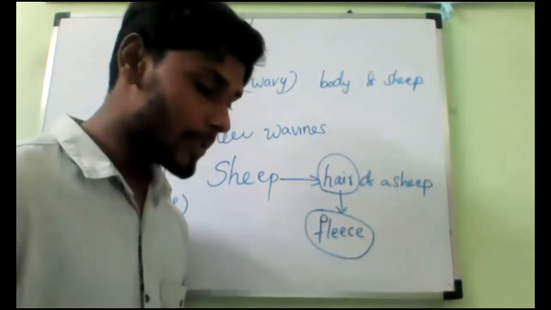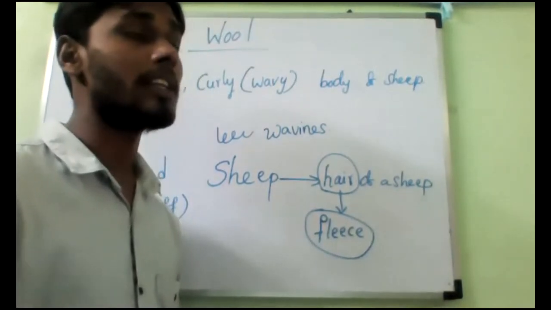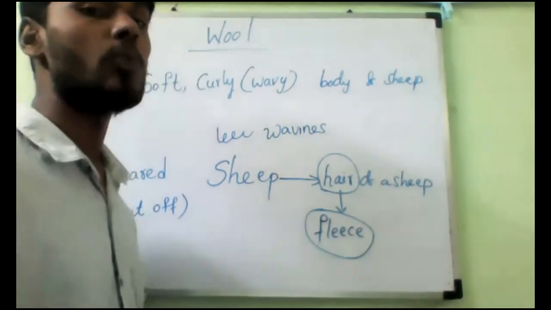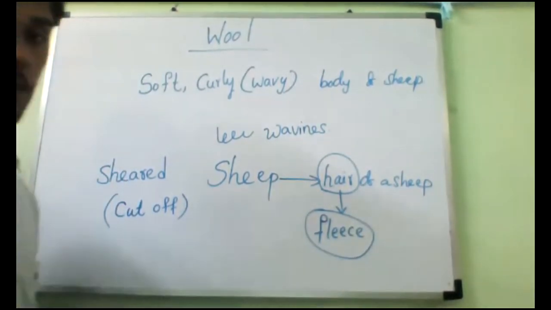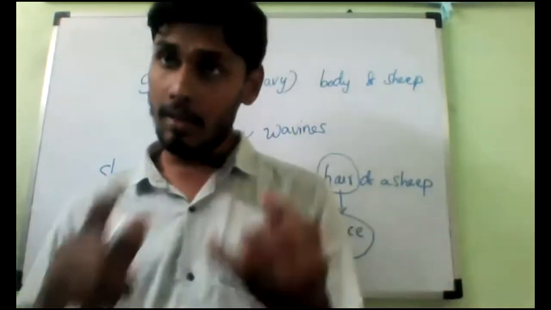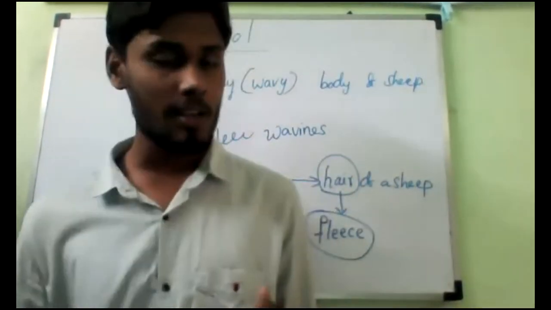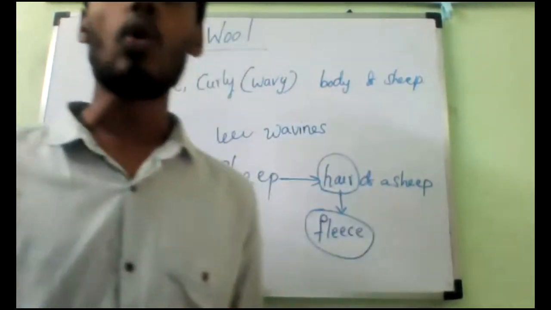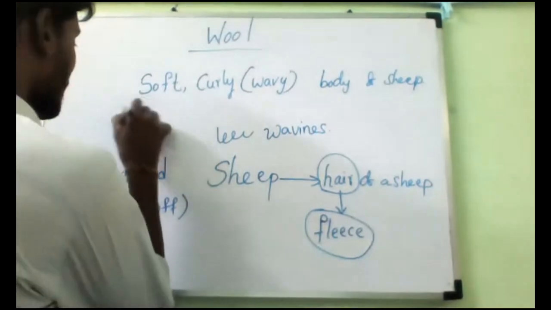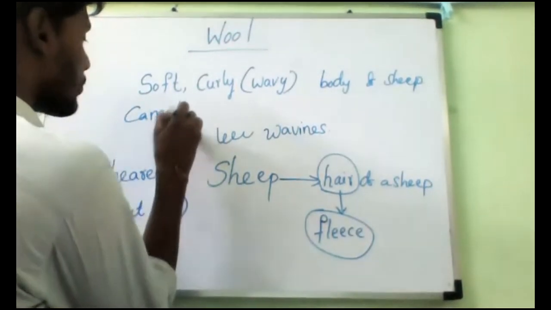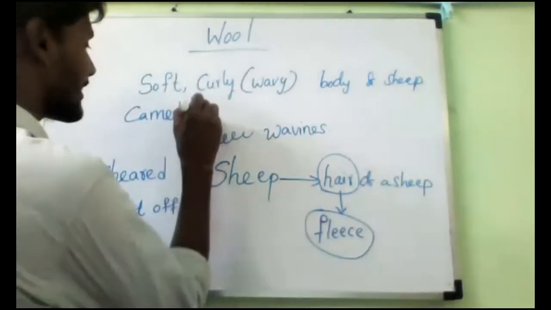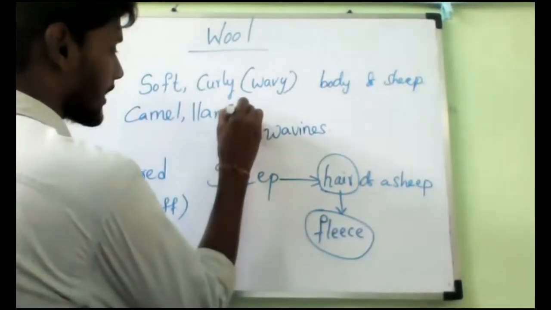Now let us see, is it only the sheep that is giving this wool? No. We are getting wool from other animals also. So the animals that yield wool, that is all we'll see now. Wool comes from animals like sheep, goat, yak, and camel. Do you know camel? Yes, sir. Camels will give wool, as well as llama. Do you know llama? L-L-A-M-A. I will show you those animals.